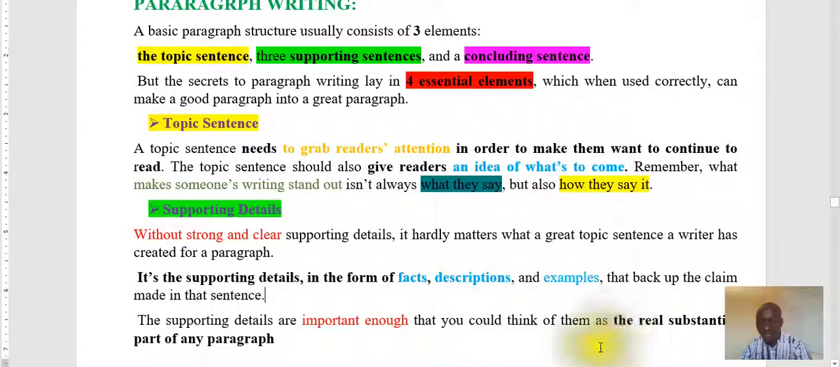You could think of them as the real substantial part of any paragraph. So, supporting details: without strong and clear supporting details, it hardly matters what a great topic sentence a writer has created for a paragraph. It's the supporting text in the form of facts, descriptions, and examples that back up the claim made in that sentence. The supporting details are important, and you could think of them as the real substantial part of any paragraph.